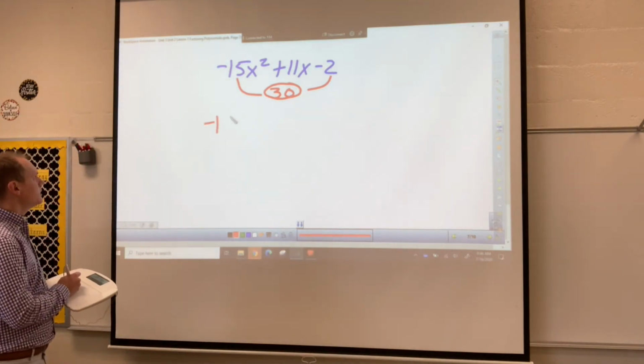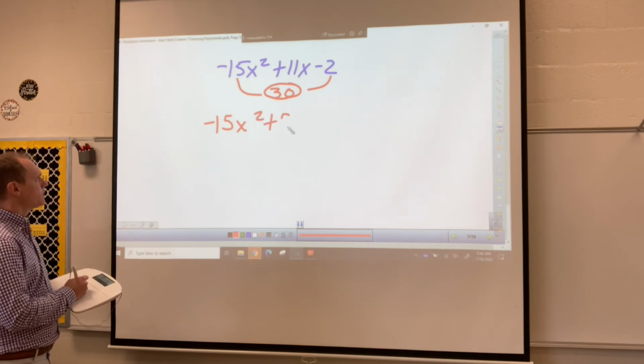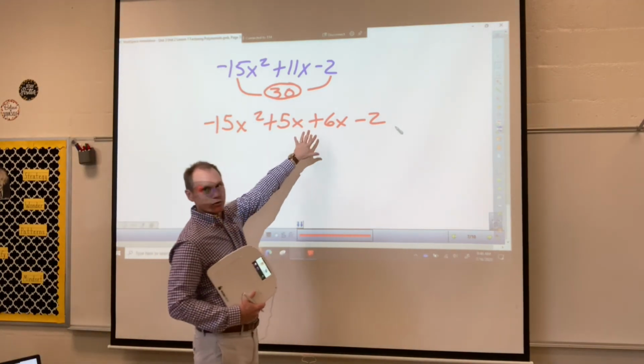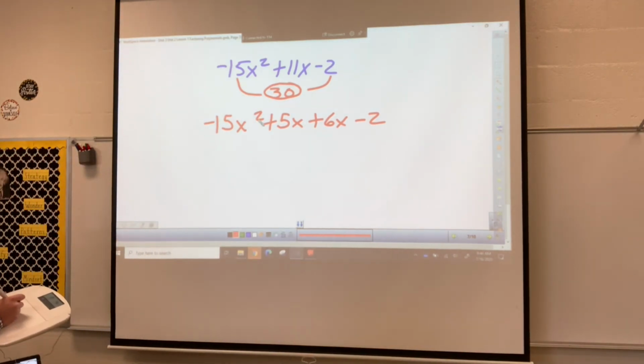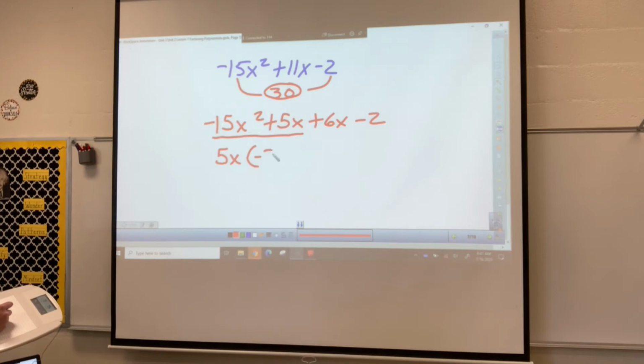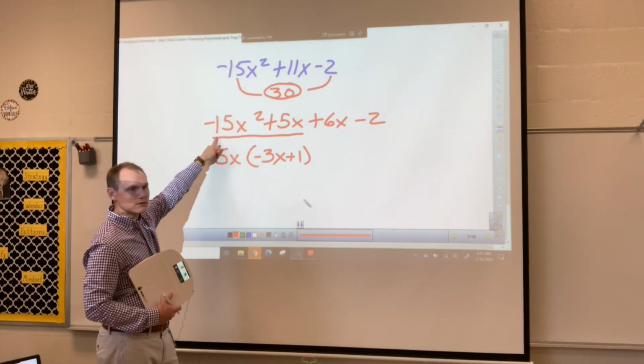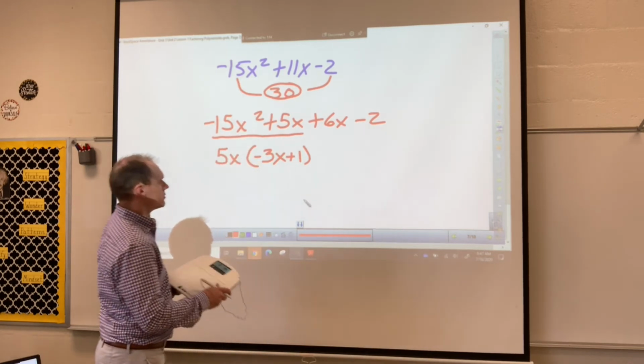So it's going to be negative 15x squared plus 5x plus 6x minus 2. Again, the order in which you do those does not matter. In the first two terms, we can factor out, what, 5x? That leaves us with negative 3x plus 1. And then here, you can factor out a negative 2. There's a couple of ways you can do it. You could have factored out a negative 5x here if you wanted to. Either way is fine.